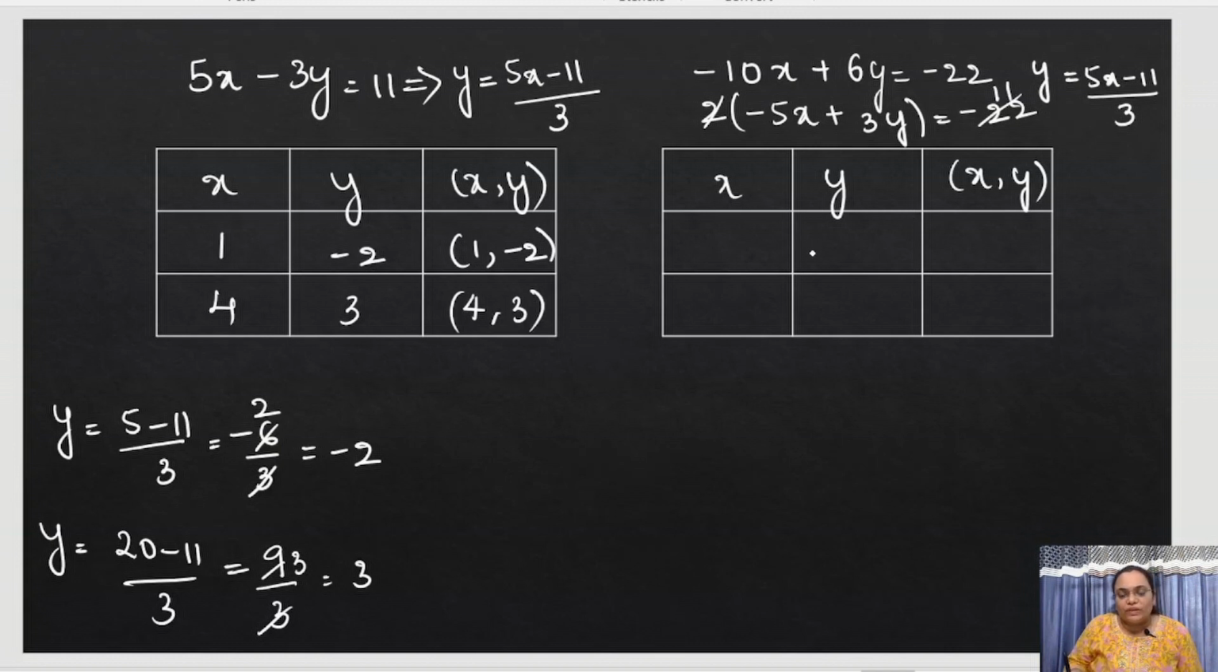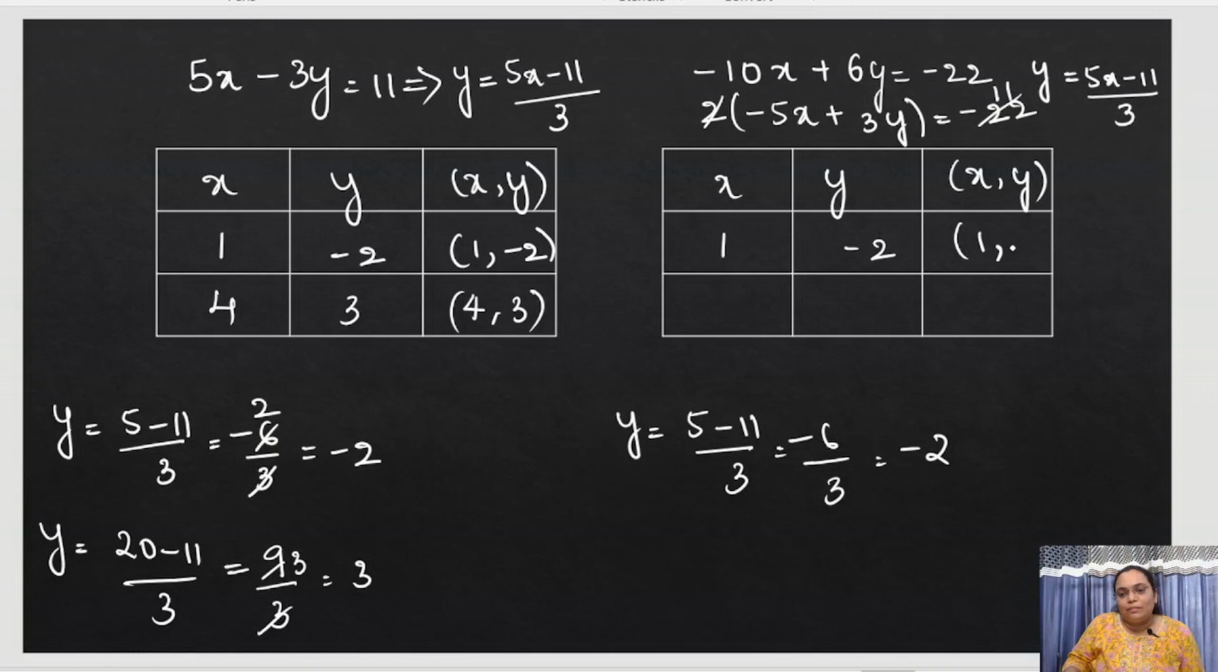So let us do the next equation as well. Let us take x equals 1. You will get y equals 5 minus 11 by 3, which is minus 6 by 3, which is minus 2. Points are 1 and minus 2. And if you take x equals 4, you will get 5 4s is 20 minus 11 by 3, which is 9 by 3. Okay, which is 3. You will get 4 and 3.